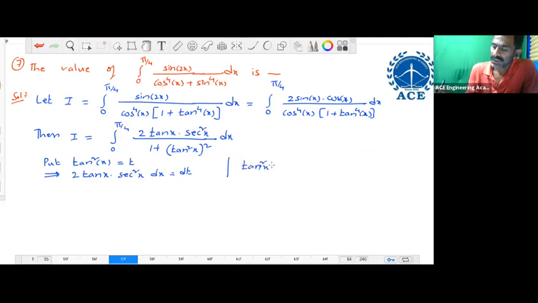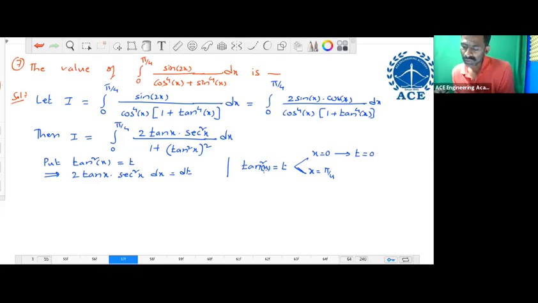Tan square x equal to t. The lower limit for x equal to 0, upper limit for x is pi by 4. When you substitute x equal to 0, tan 0 is 0, t equal to 0 only. X equal to pi by 4, tan pi by 4 is 1, its square is also 1, so t equal to 1. As x varies from 0 to pi by 4, t will vary from 0 to 1 only. So we substitute all these in the integral.